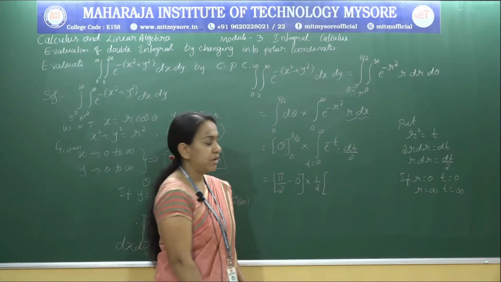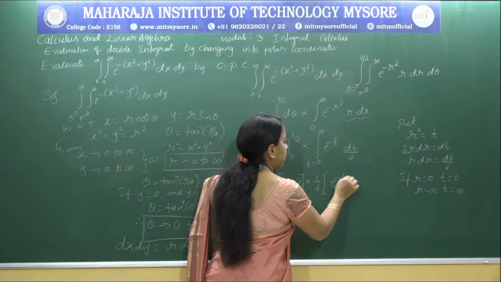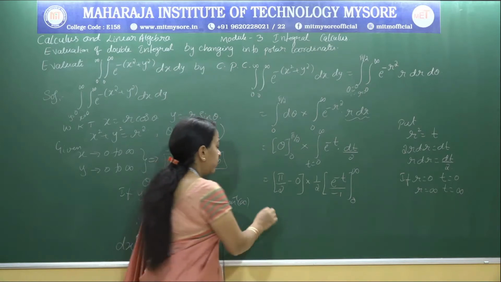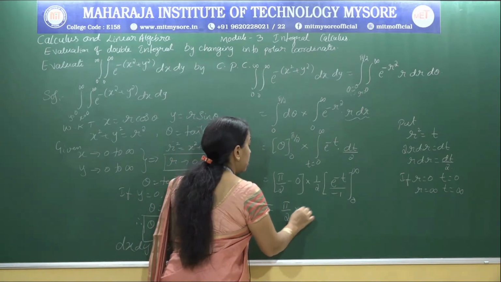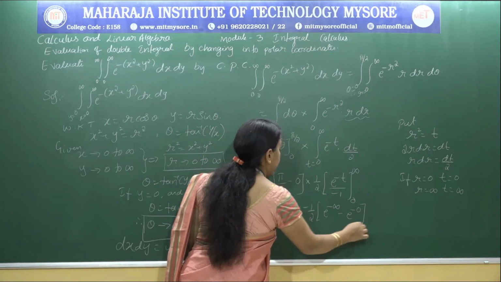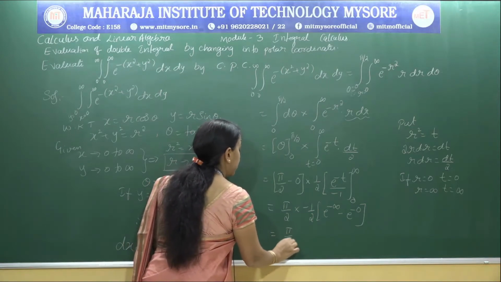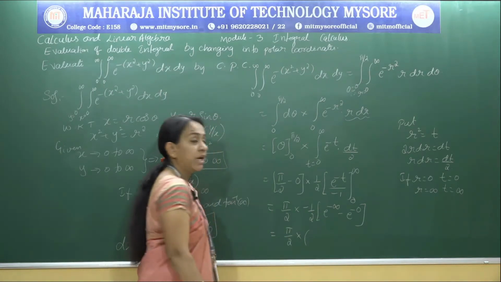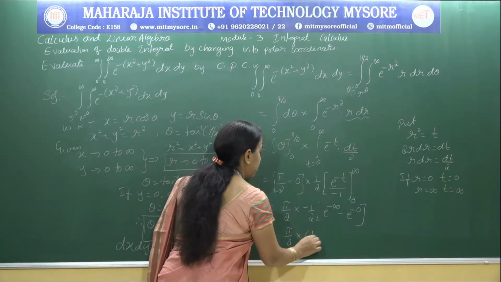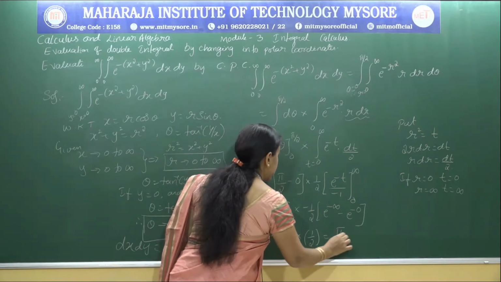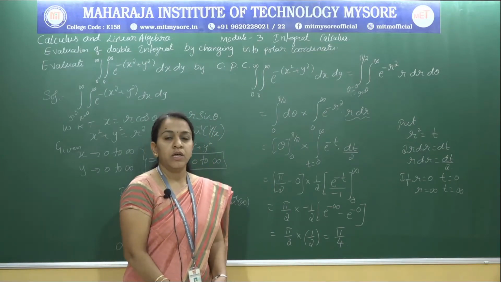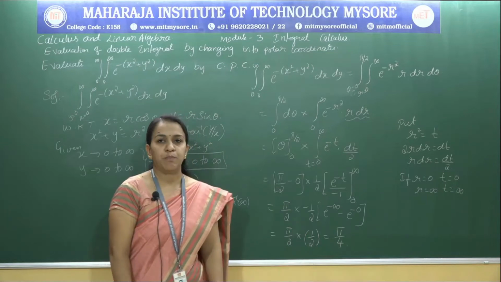Now, I can integrate e power minus t. The integration of e power minus t is e power minus t by minus 1 between the limit 0 to infinity, so we remain with pi by 2 into minus 1 by 2 times of e power minus infinity minus e power minus 0. It is nothing but pi by 2 into, e power minus infinity is 0 and e power 0 is 1, therefore minus of minus gives plus 1 by 2. So the final answer is pi by 4. So the final result of the given double integral is pi by 4.